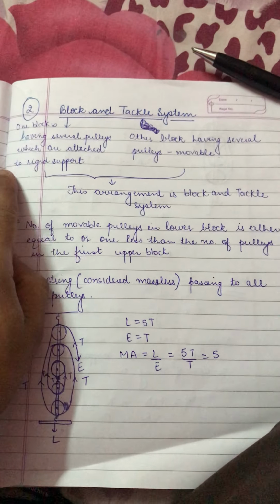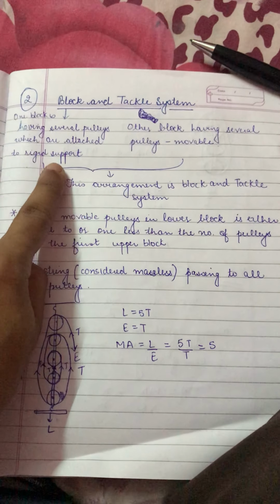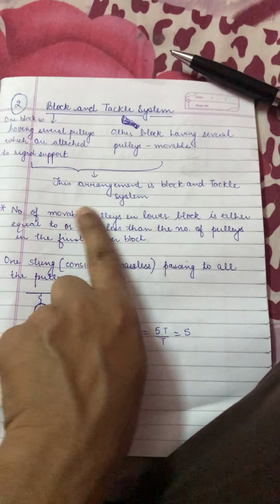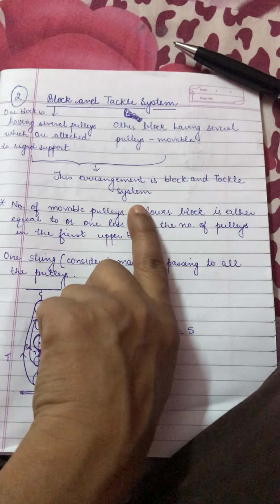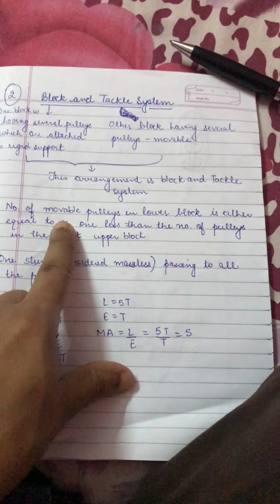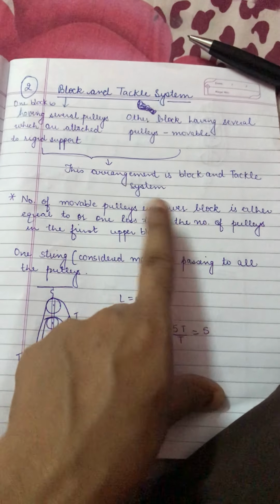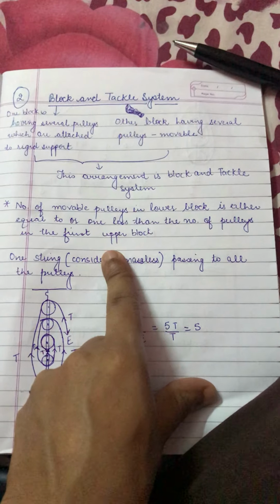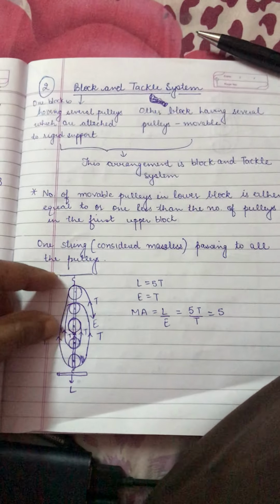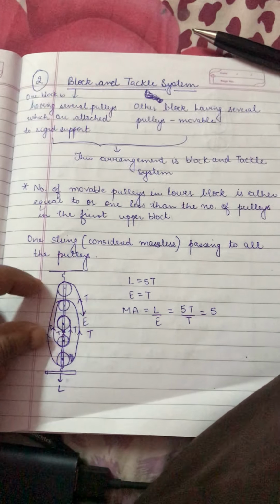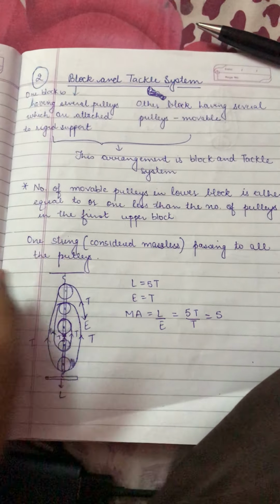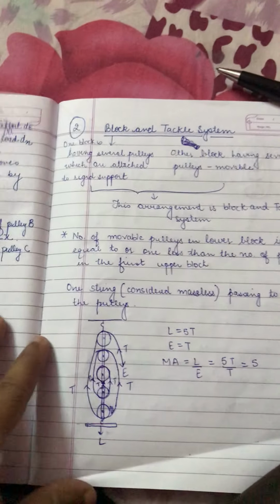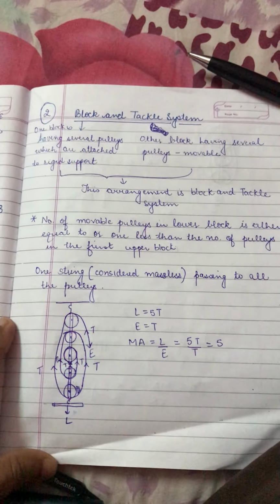One block is having several pulleys which are attached to a rigid support. Other blocks have several pulleys which are movable. This arrangement is what a block and tackle system. Number of movable pulleys in the lower block is either equal to or less than the number of pulleys of the upper one. इन फिक्स्ड पुलीज़ से या तो ये पुलीज़ कम होंगे या ये पुलीज़ इक्वल होंगे, ज़्यादा कभी नहीं होंगे. ठीक है. So here what we are having is one string passing through all the pulleys.